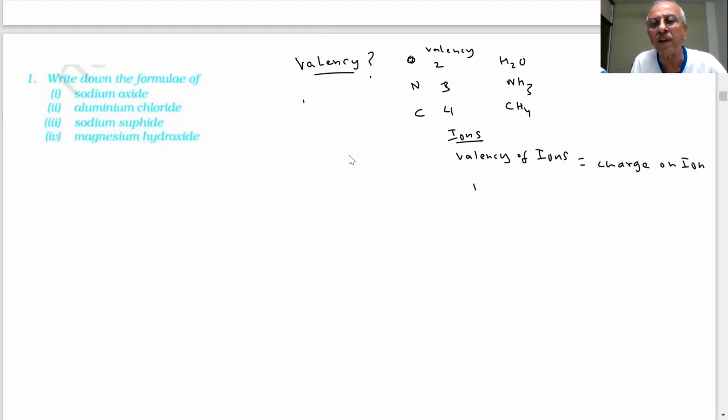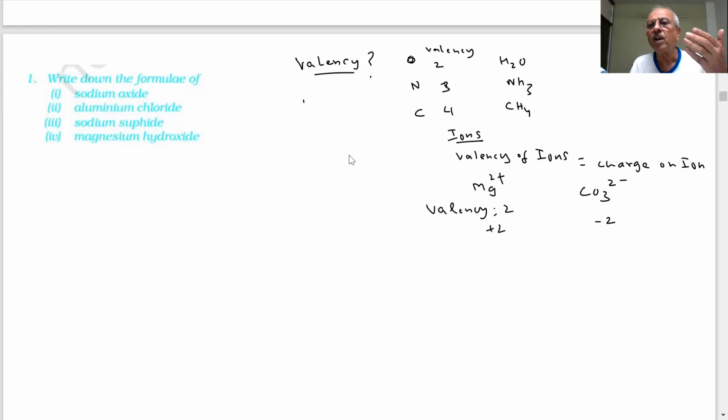For example, magnesium 2 plus. What is the valency of magnesium 2 plus? What is the charge? If I ask what is the valency, you say the valency is 2. If I say CO3 2 minus, what is the valency of carbonate? How much charge is there? 2 minus. We write plus 2 for one and minus 2 here, so the valency is actually 2. The number is 2. So we have discussed all these things.